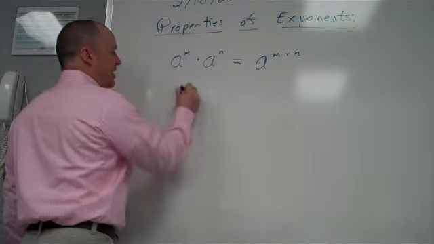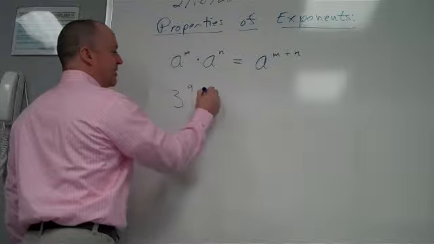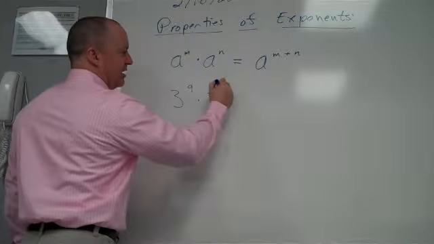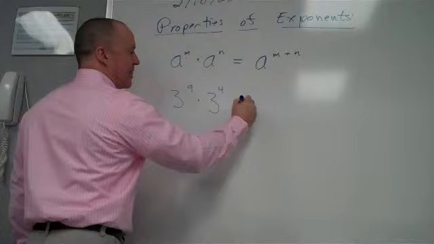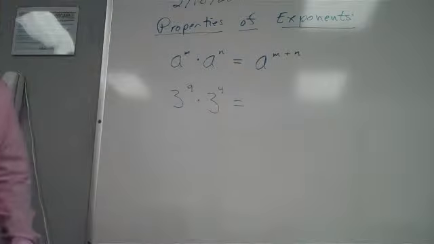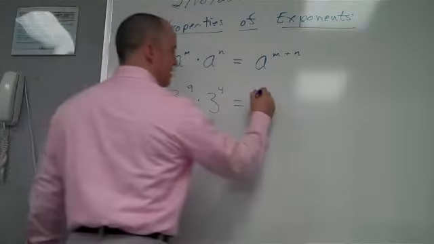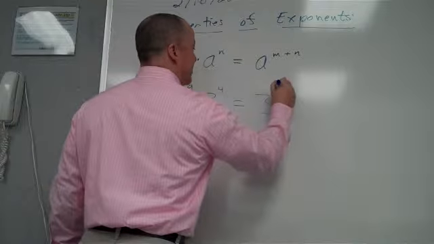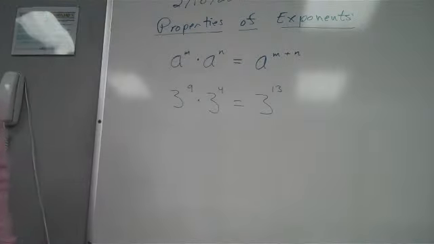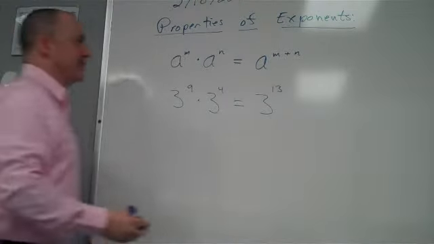If you have 3 to the 9th power times 3 to the 4th power, how can you rewrite that? 3 to the 13th. Yes, the base doesn't change. That'd be a good thing to review.